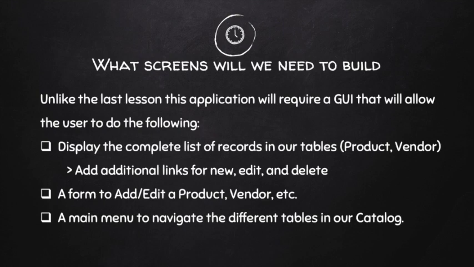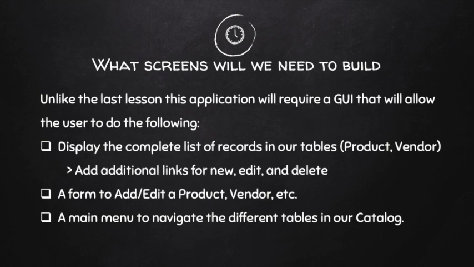GUI stands for Graphical User Interface. That basically allows the user to interact with our application. Because we're using a web application, these pages will be displayed in a web browser, be it IE, Firefox, Netscape, or whatever your favorite browser is. So as I said before, we pretty much want a way for the user to come in and select a particular catalog component, be it product or vendor.